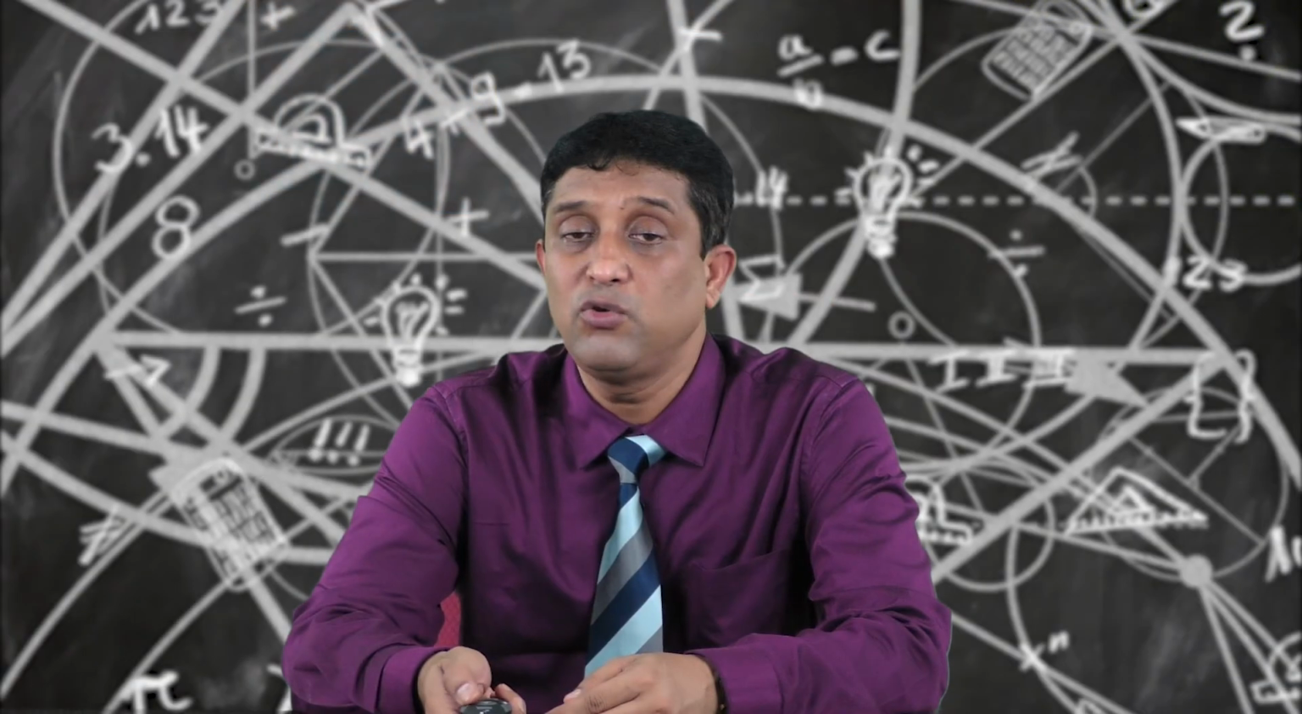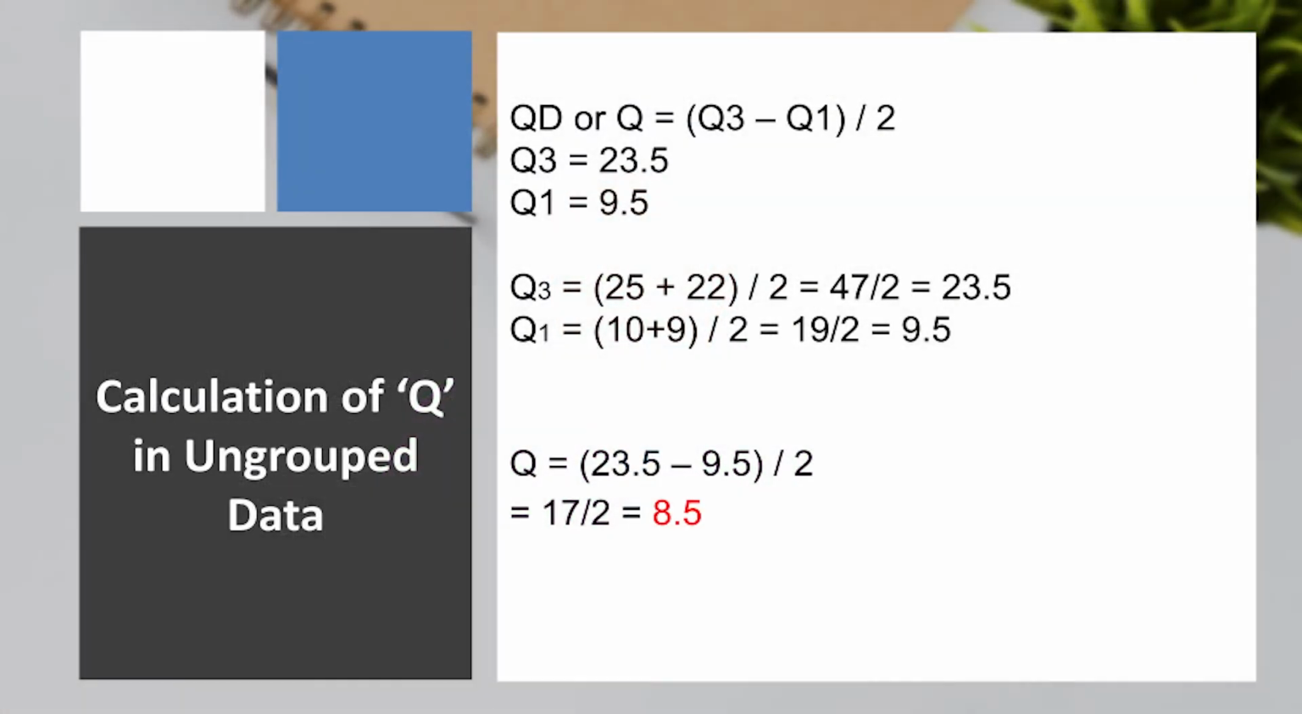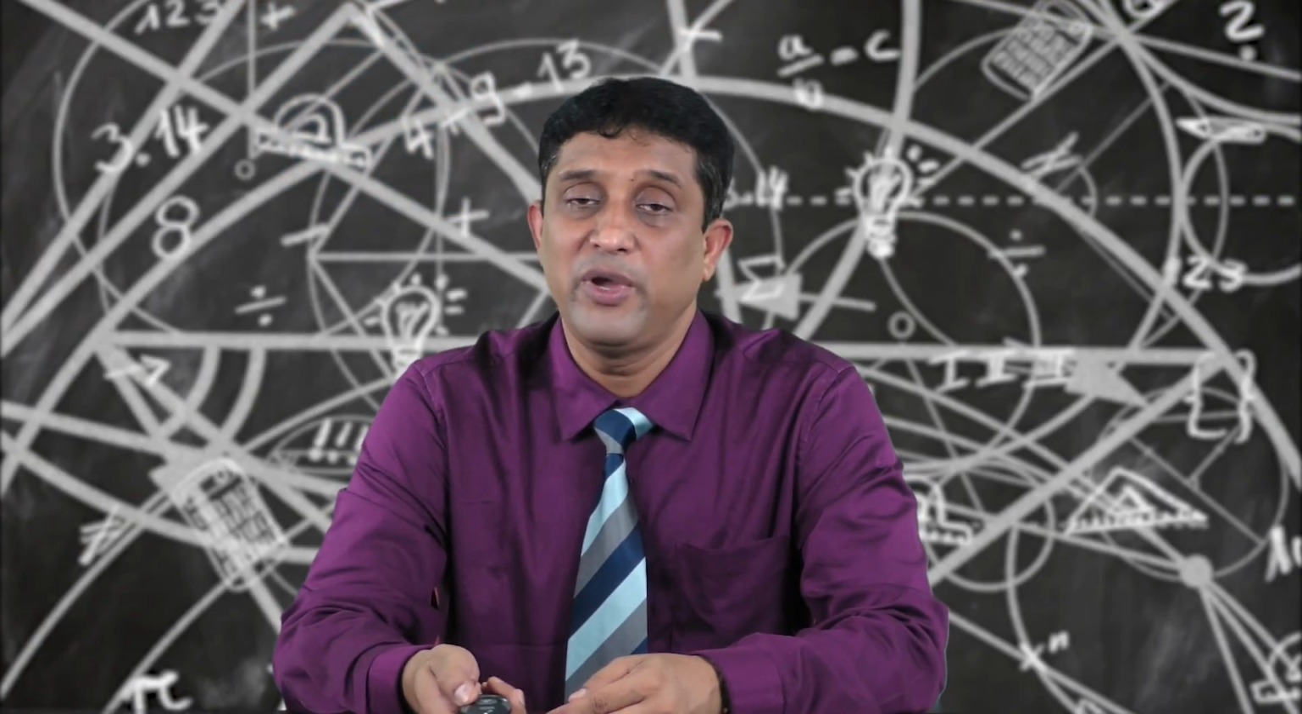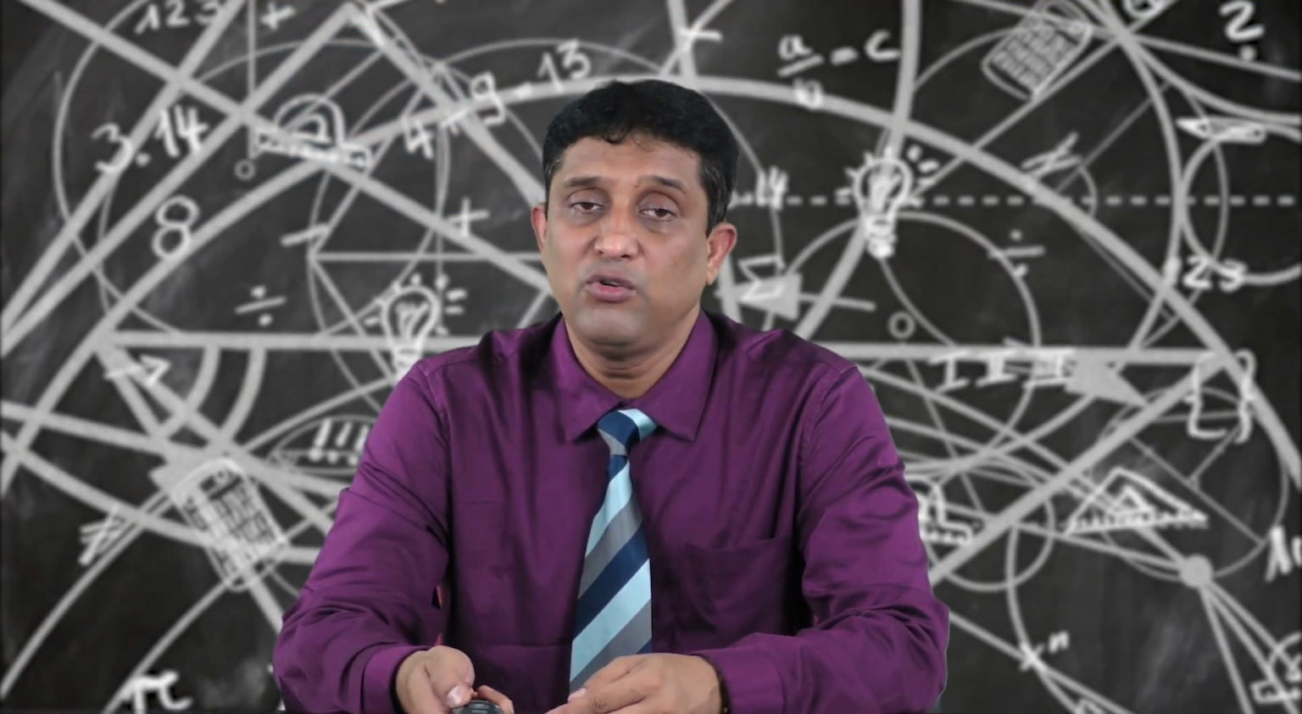So Q3 is 23.5 and Q1 is 9.5. Further, just put these values. Q3 is 23.5 minus Q1 is 9.5. If I subtract it, this is 17. So 17 by 2 is 8.5. So now the quartile deviation is 8.5 in this ungrouped data.